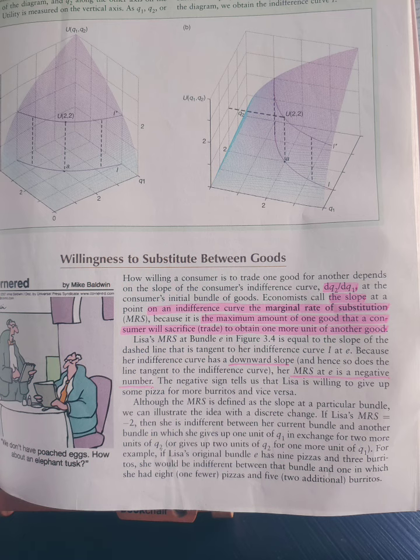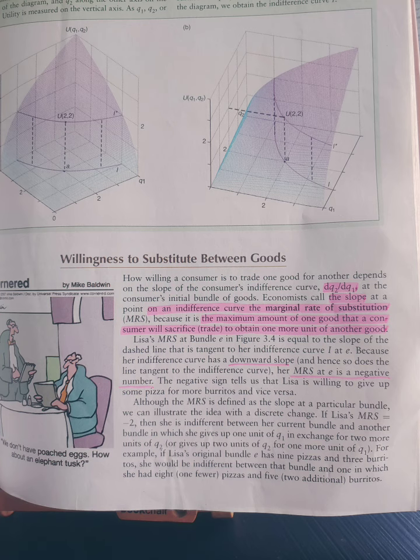which she gives up 1 unit of q sub 1 in exchange for 2 more units of q sub 2 (or gives up 2 units of q sub 2 for 1 more unit of q sub 1). For example, if Lisa's original bundle E has 9 pizzas and 3 burritos, she would be indifferent between that bundle and one in which she had 8, 1 fewer pizza, and 5, 2 more burritos.